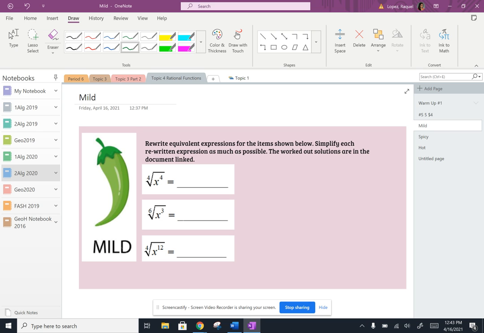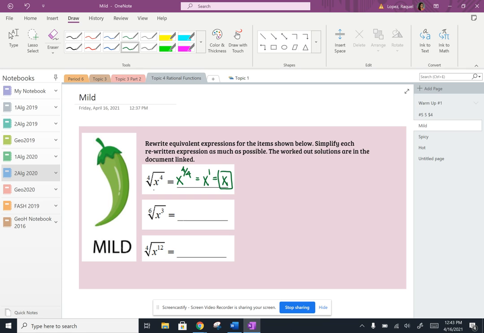Let's start off by rewriting this first expression here. I can rewrite this as x to the 4 over 4. And when that simplifies, well, we know 4 divided by 4 is 1. So that becomes x to the first, or I can just leave my answer as x.